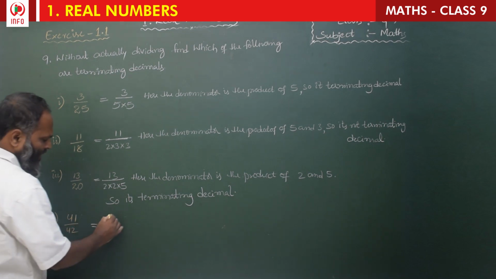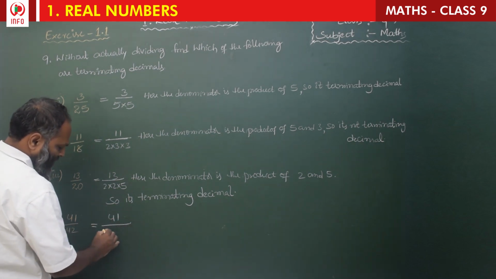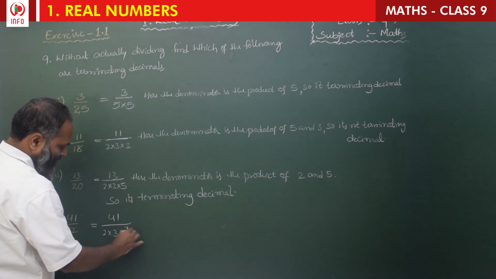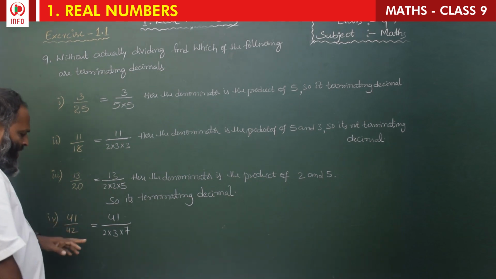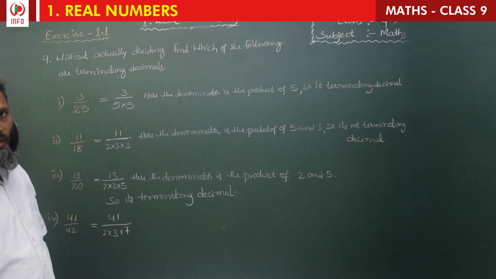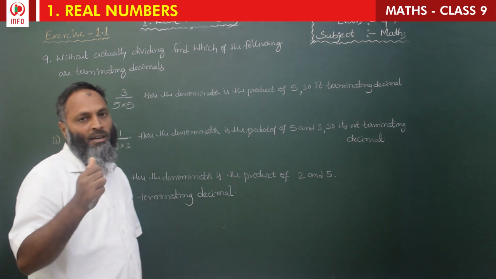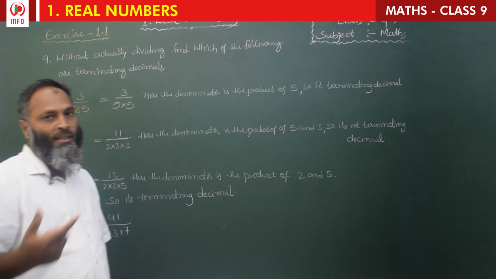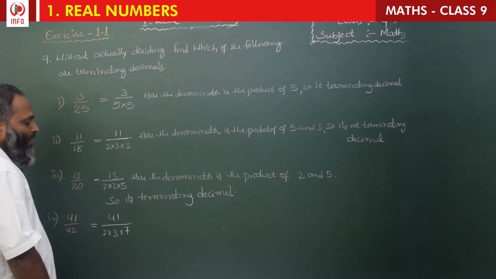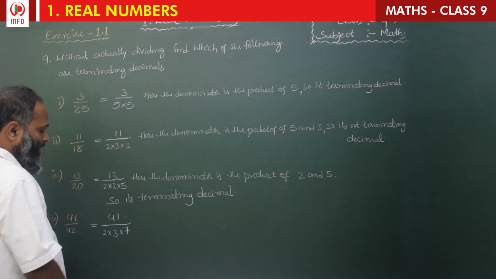41 by 42, that is 41 by 2 3's are 6, 6 7's are 42. Here it is the product of 2, 3 and 7. So, the denominator should be a product of only 2's and 5's. Other than that, it is a non-terminating repeating decimal. So, it is not a terminating decimal.